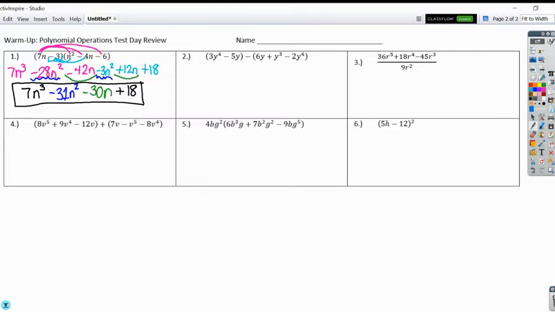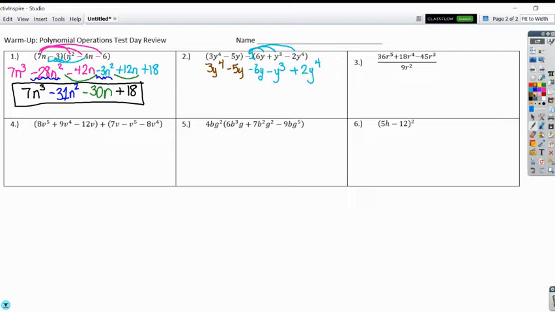Now, as we look at number 2, this is a subtraction problem, a binomial minus a trinomial. With that subtraction, remember, we're going to think about it as a negative 1, and we're going to distribute that negative 1 through to every term in the next parentheses behind it. So negative 1 times 6y makes negative 6y. Negative 1 times y to the third makes negative y to the third. Negative 1 times negative 2y to the fourth is positive 2y to the fourth. We're going to bring that first set of parentheses along. 3y to the fourth minus 5y, nothing happened to it yet.